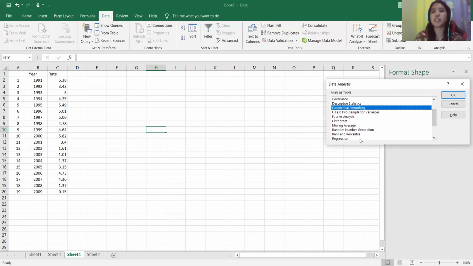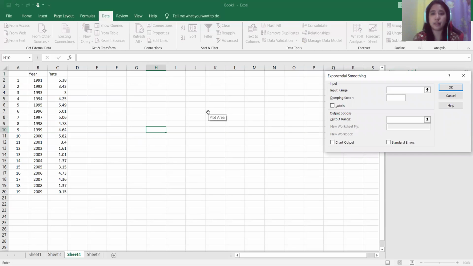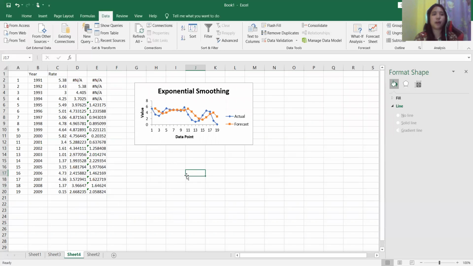Exponential smoothing. For exponential smoothing also, just click OK, and then let's place our data set. Damping factor: the usual damping factors that we use are less than 1, so sometimes it's 0.5, or 0.25. Assuming that it is 0.5, let us place the labels here. Check the chart output and the standard error and click OK. So this is the value for our exponential smoothing.